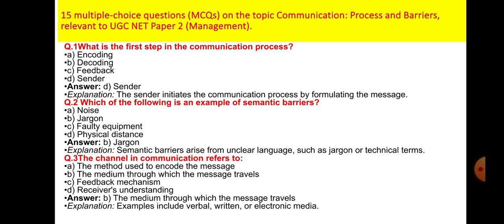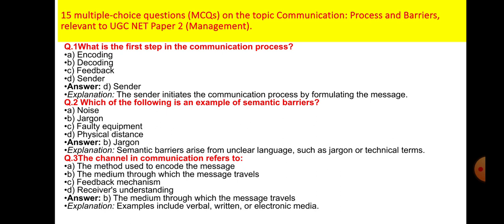Next question is, which of the following is an example of a semantic barrier? Noise, jargon, fault in equipment, physical distance. So the right answer is jargon. Semantic barriers arise from unclear language such as jargon or technical terms.